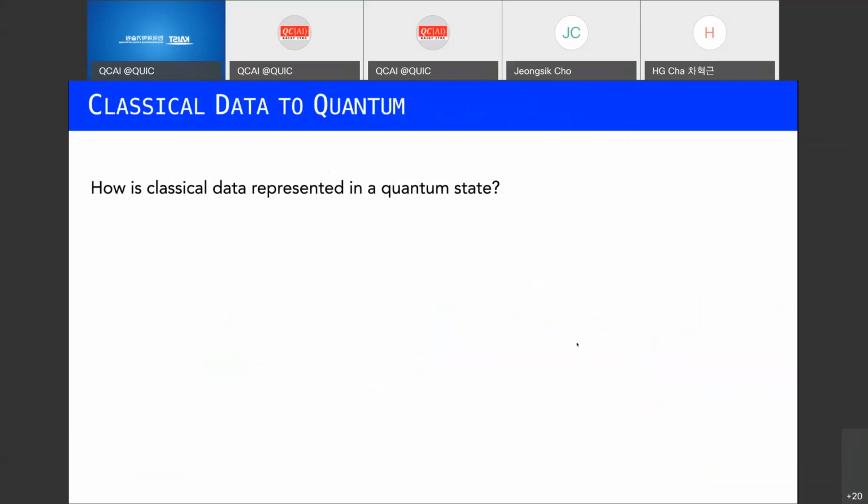Now, of course, an important question is how do we represent given classical data as a quantum state?